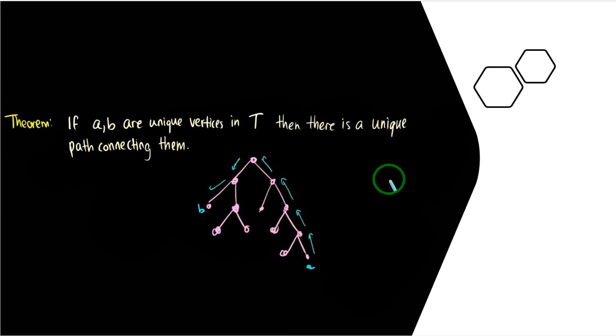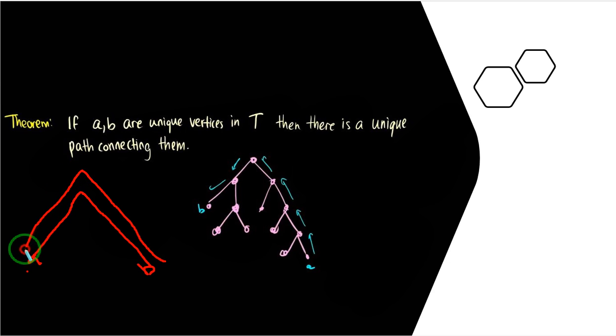So let's come to the theorem of a tree. If A and B are two unique vertices in a tree T, then there is a unique path. So what does it mean? Let's see, we have A here and we have B here. So we have unique vertices A and B and you need to have a unique path. Let's say this is our starting point. Once we need to move from A to B, we will have a unique path. You can see this is called a unique path. Or if we move from B to A, we have this kind of unique path.